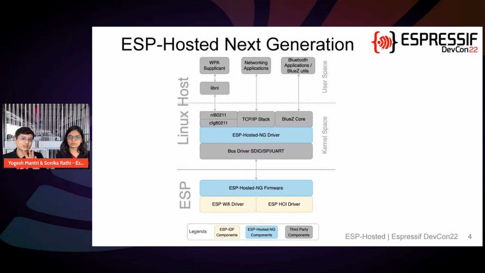Now, once this WP supplicant has got the active Wi-Fi connection, there is one new network interface which we are going to introduce. That is going to be ESP star 0, for example. That will be used ahead. I will just tell you.